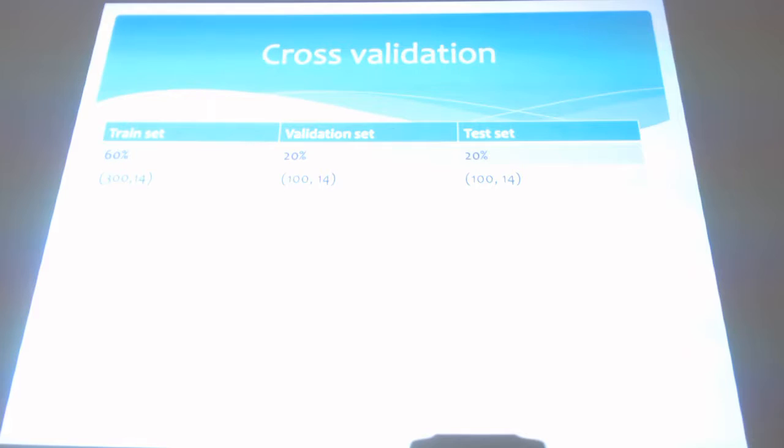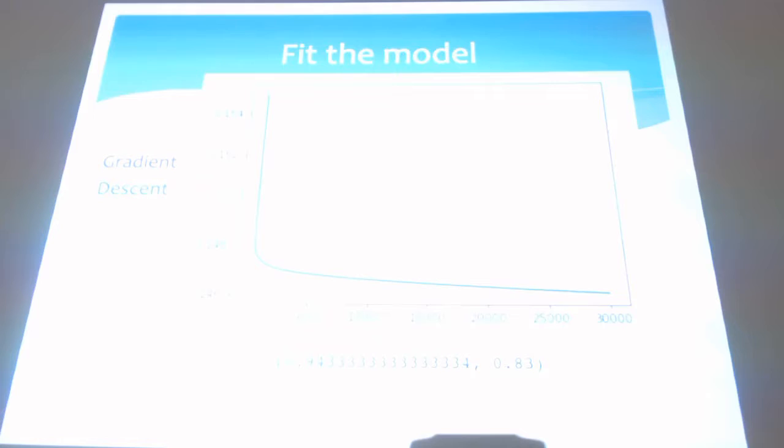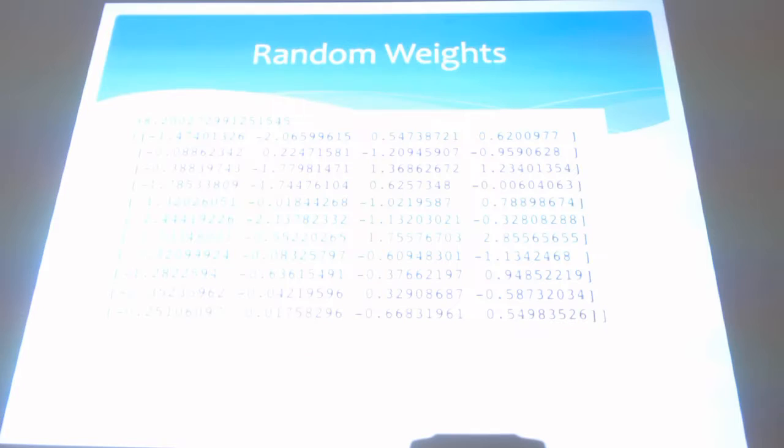I fit the model with gradient descent, and it converged well, with 94% on the train. Actually, I was just thinking it didn't converge that well. Well, it definitely drops at the beginning, and then it is decreasing more slowly toward the end than at the beginning, but it's still pretty actively decreasing. It's definitely not flat. So 94% on the train and then 83% on the validation.